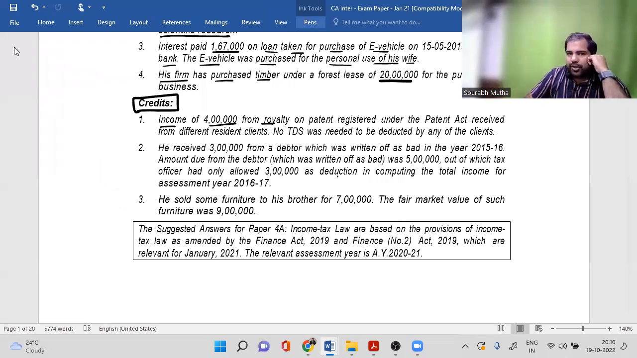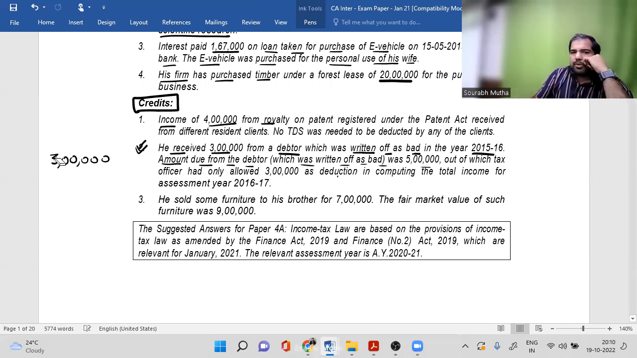Very, very important, guys. We've done this reduction today only. Please read very carefully. He received 3 lakh from a debtor, which was written off as bad in an earlier year. Guys, how much did you write off? 3 lakh in an earlier year. And now he's paying you back that 3 lakh. The amount due from the debtor, which was written off as bad, was 5 lakh. Out of which the tax officer only allowed, you wanted to minus 5 lakh, but the officer said, no, we'll only allow you 3 lakhs.